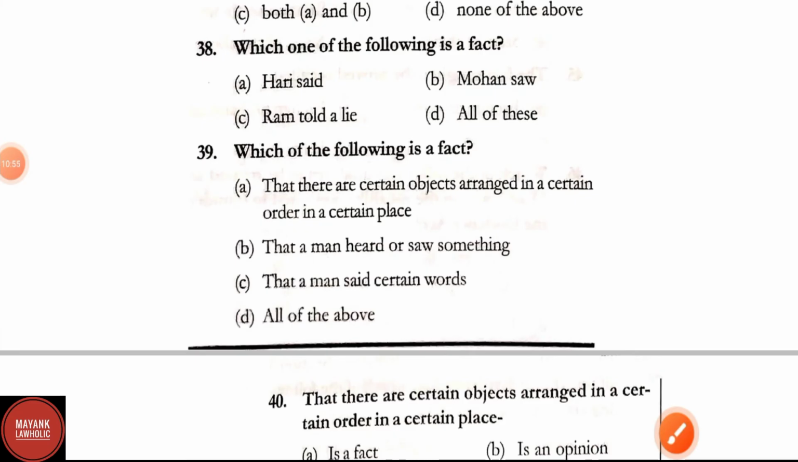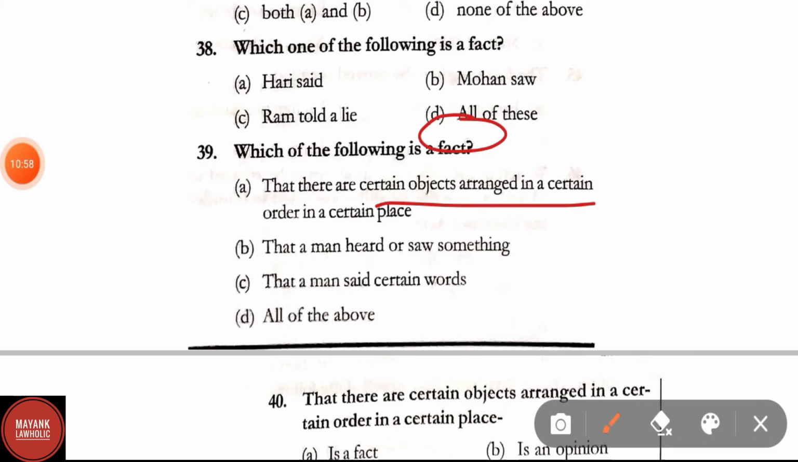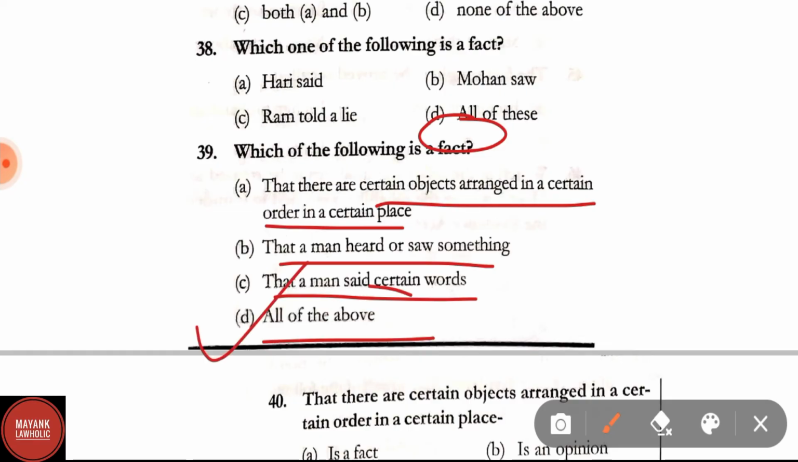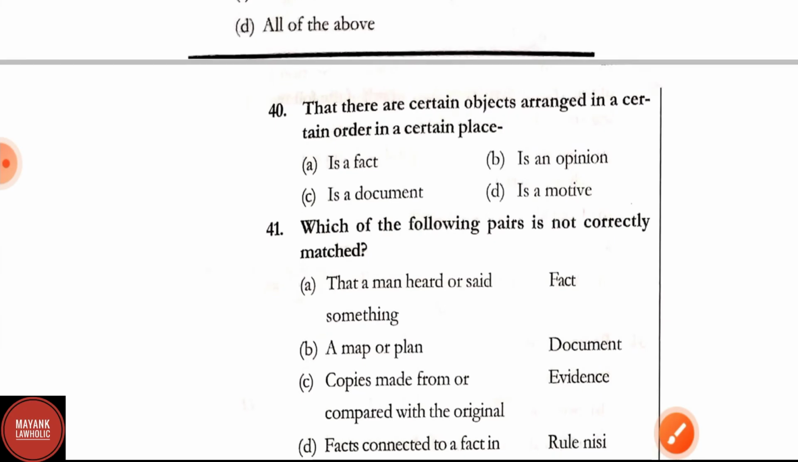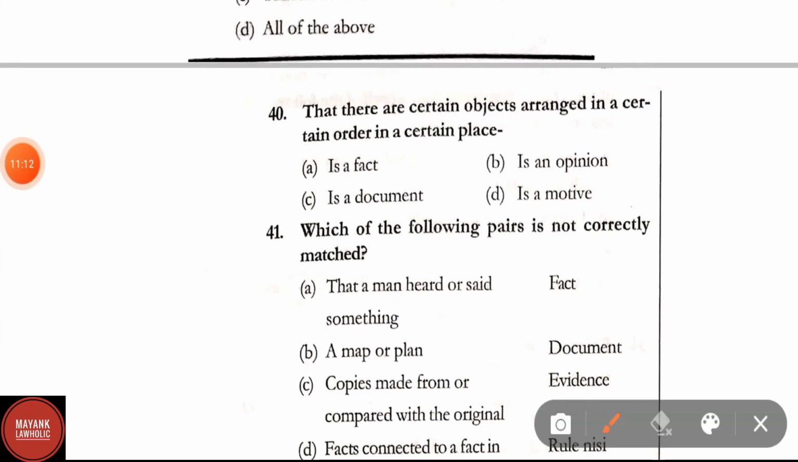Question number 39. Which of the following is a fact? Option A, that there are certain objects arranged in a certain place. Option B, that a man heard or saw something. Option C, that the man said certain words. And option D, all of these. Here correct answer is option D, all of the above. Question number 40. There are certain objects arranged in a certain order in a certain place is a fact.